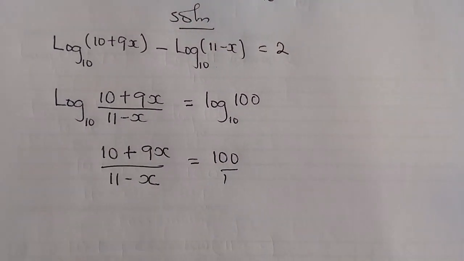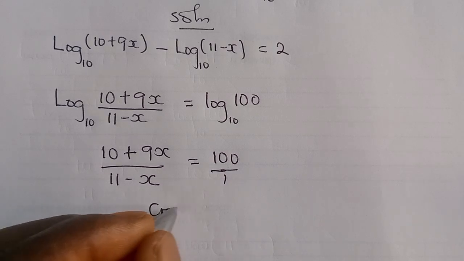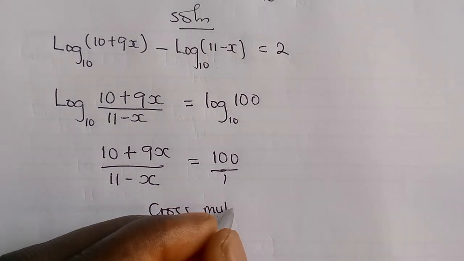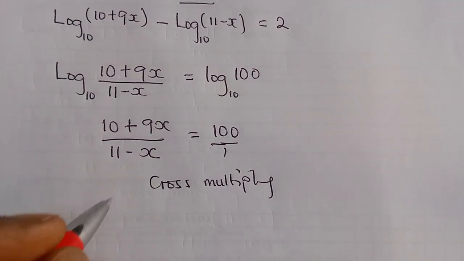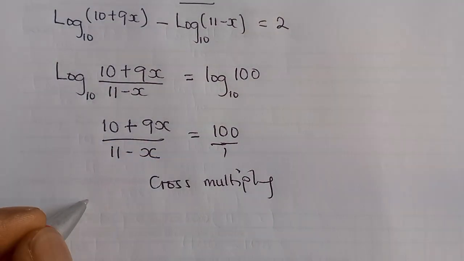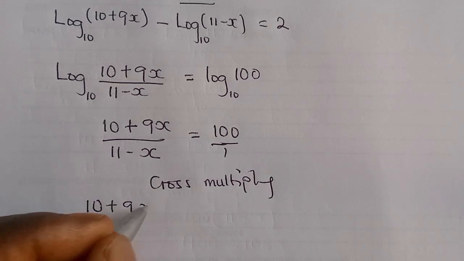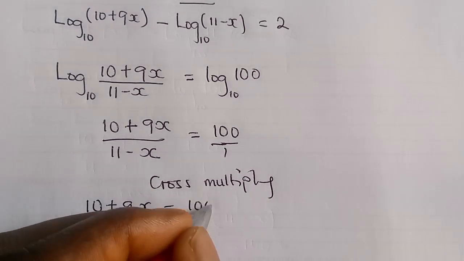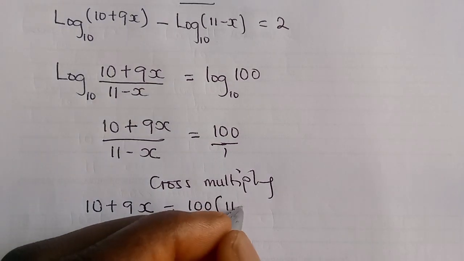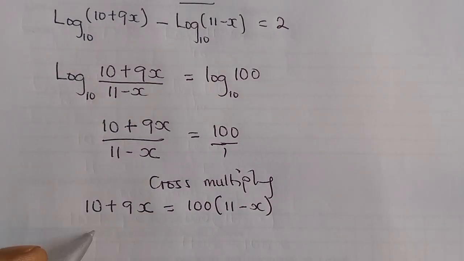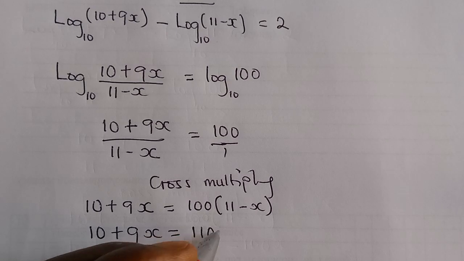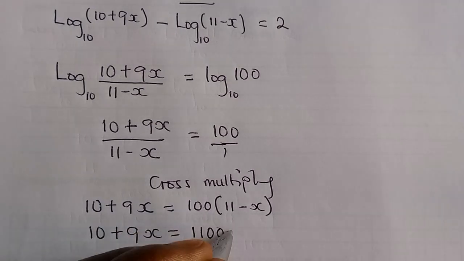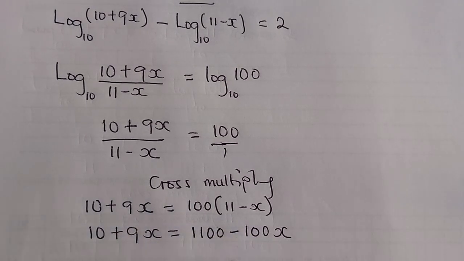So at this point, we will cross multiply. Cross multiplying, we have 10 plus 9x multiplying 1, and that's 10 plus 9x, equal to 100 multiplying 11 minus x. This will give us 10 plus 9x equal to 100 times 11, which is 1100, minus 100 times x, which is 100x.